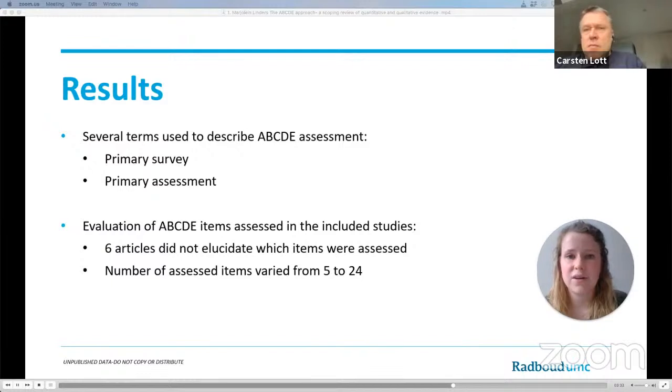Another interesting finding is that there were several terms used to describe the ABCDE assessment, such as primary survey and primary assessment, and evaluation of the ABCDE items assessed in included studies showed different items were assessed, and 6 studies did not explain which items they assessed during their ABCDE assessment.